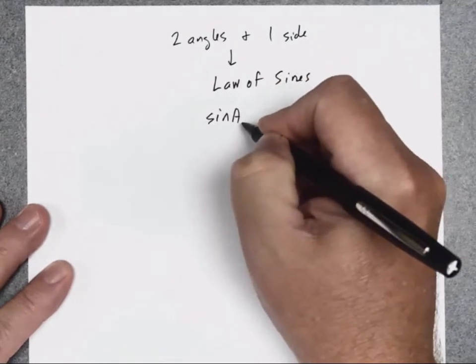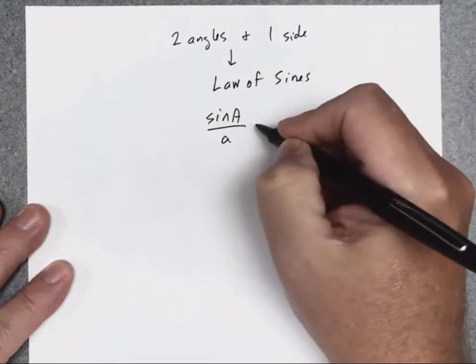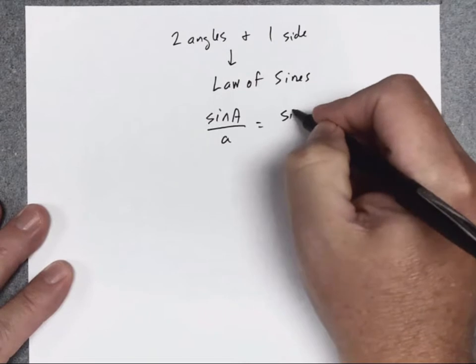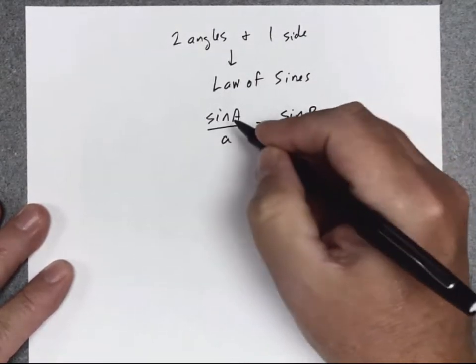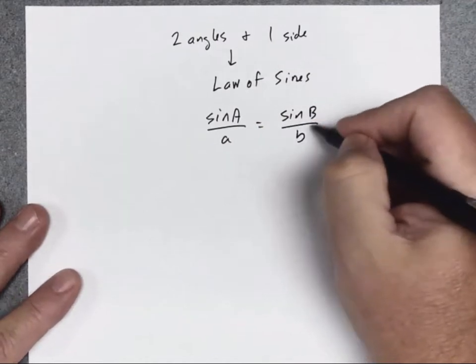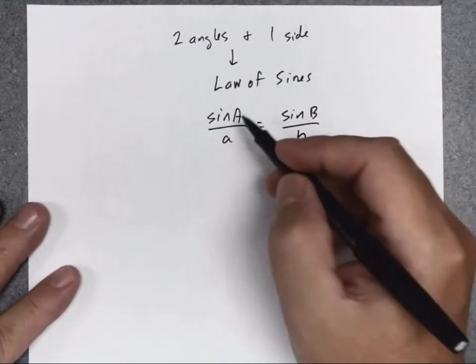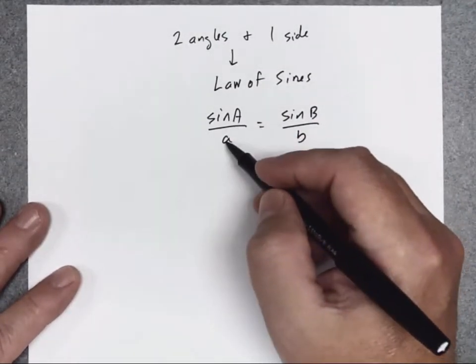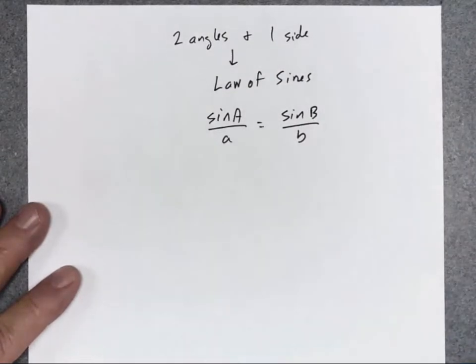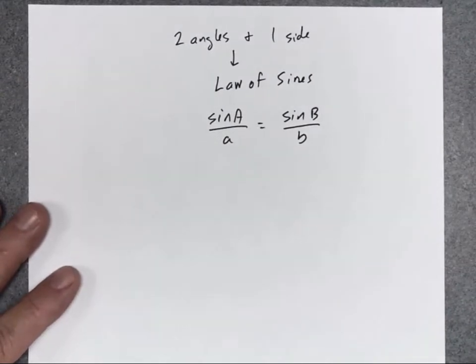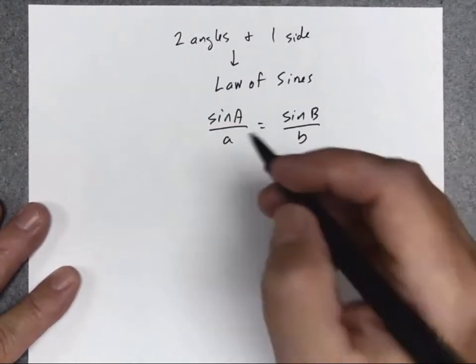Let me just give you an example of one of the law of sines. The law of sines is a relationship between the A parts of the triangle and the B parts. In other words, sine of angle A over A equals sine of angle B over B. You notice there's no C's in here, it's just A and B.